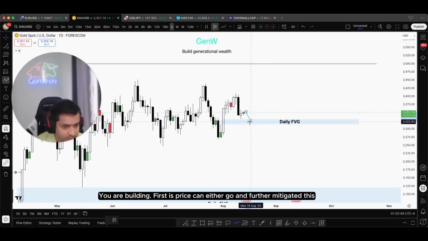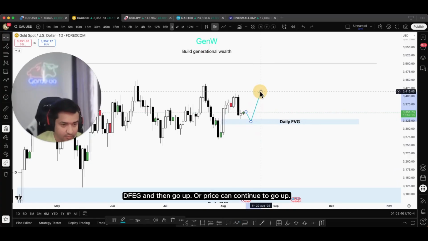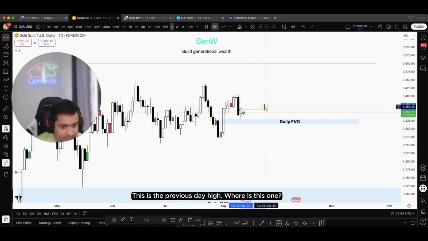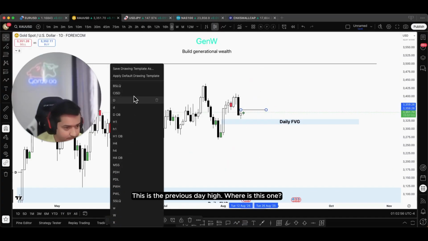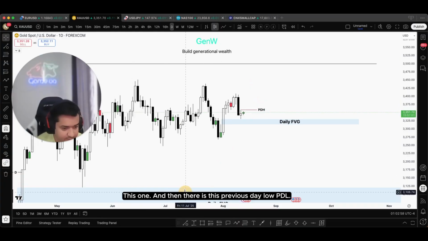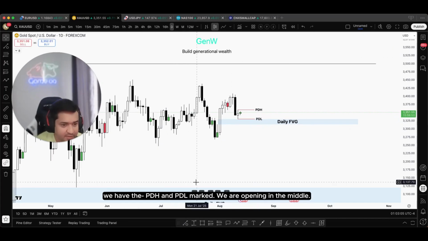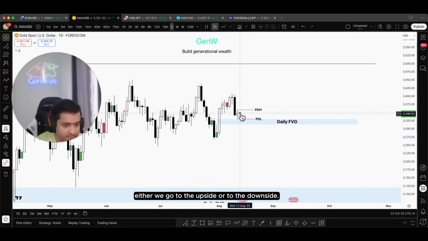First, price can either go and further mitigate this daily FVG and then go up, or price can continue to go up. Let's mark the PDL and PDH. This is the previous day high. Where is this one? This one. And then there is this previous day low, PDL. We have the PDH and PDL marked. We are opening in the middle. Either we go to the upside or to the downside.